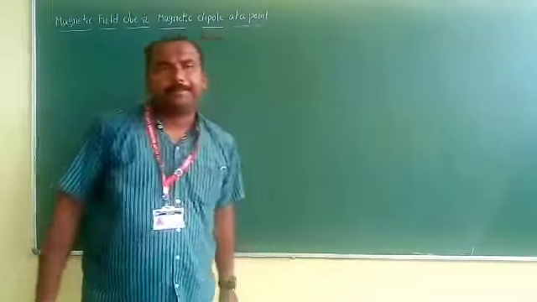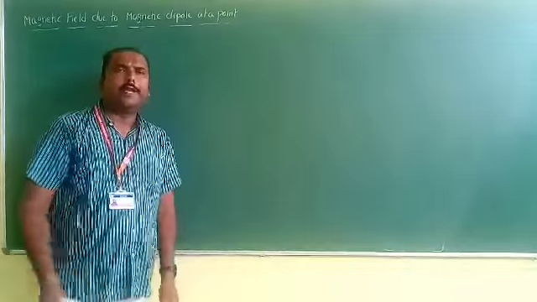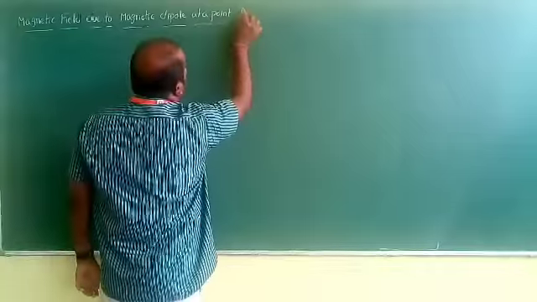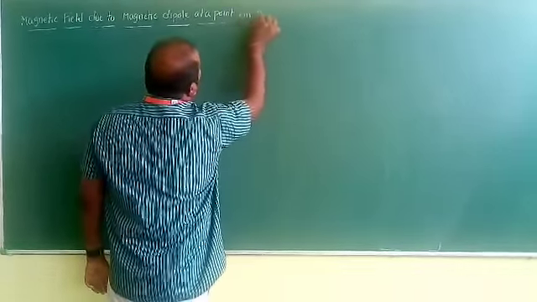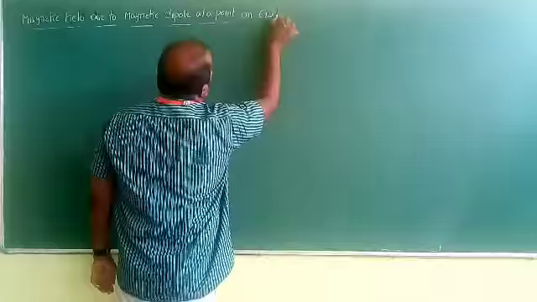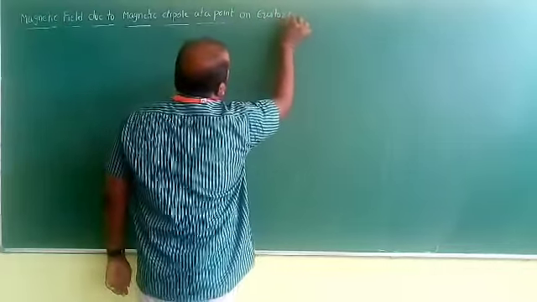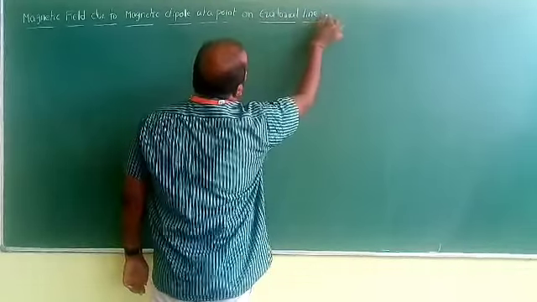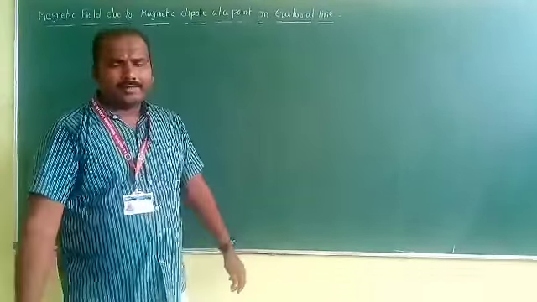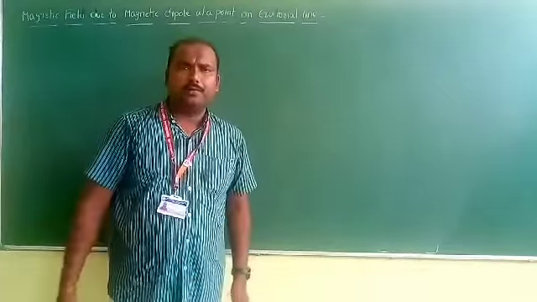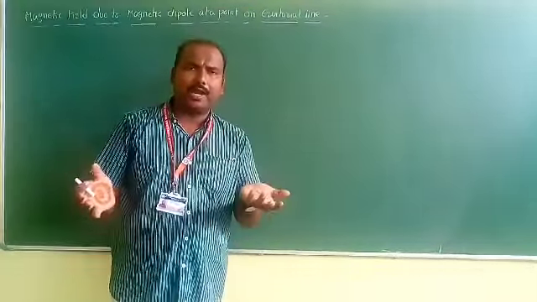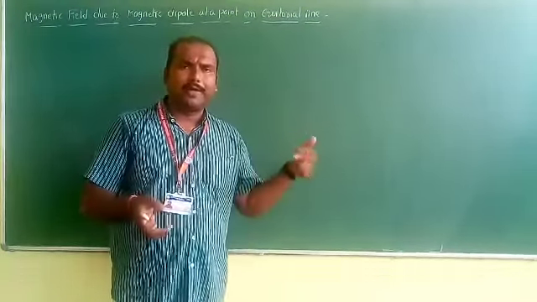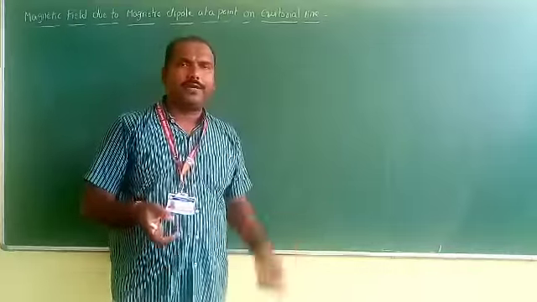Now in the same way, we'll go for the equatorial line. Magnetic field due to a magnetic dipole at a point on the equatorial line. At a point that lies on the equatorial line. Just like in the first topic, we already know the axial line equation and equatorial line equation. The same way here also we have to use two equations. One we already completed, axial line. Now we go for the equatorial line.